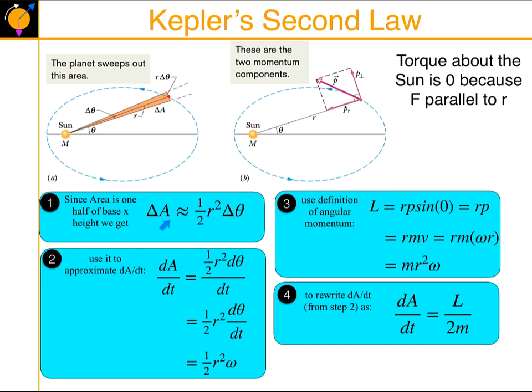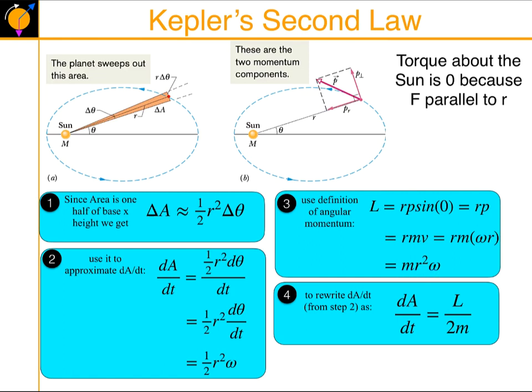Now we're going to divide this by delta t and approximate delta A over delta t as dA/dt. So now 1/2 r squared d theta over dt. Then d theta over dt, that's just the definition of angular velocity. So it becomes 1/2 r squared times the angular velocity. Then we use our definition of angular momentum. Angular momentum is r times the momentum times the sine of the angle between them, which is 90 degrees in this case. So it just becomes r times p. p is mv. I'm going to rewrite v in terms of angular velocity, so I can write the angular momentum as m r squared times the angular velocity.